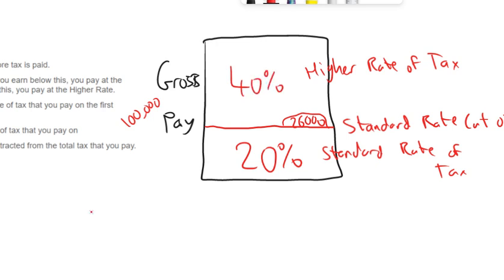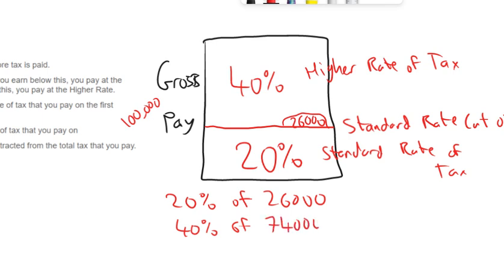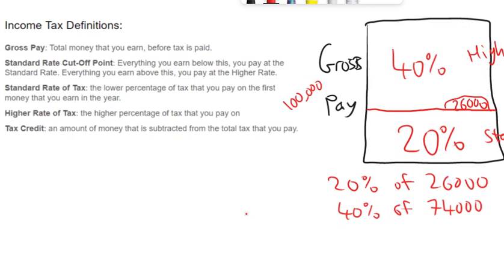So what you'd end up doing there is you'd get 20% of 26,000, because that's the standard rate cutoff point, and then it's 40% of the rest of it, which is 74,000. The way you get the 74,000 is you do 100,000 take away 26,000. So you always take the standard rate cutoff point away from the gross pay in order to get what you pay at the higher rate of tax. I know that might sound a bit complicated. There's one other last thing here.